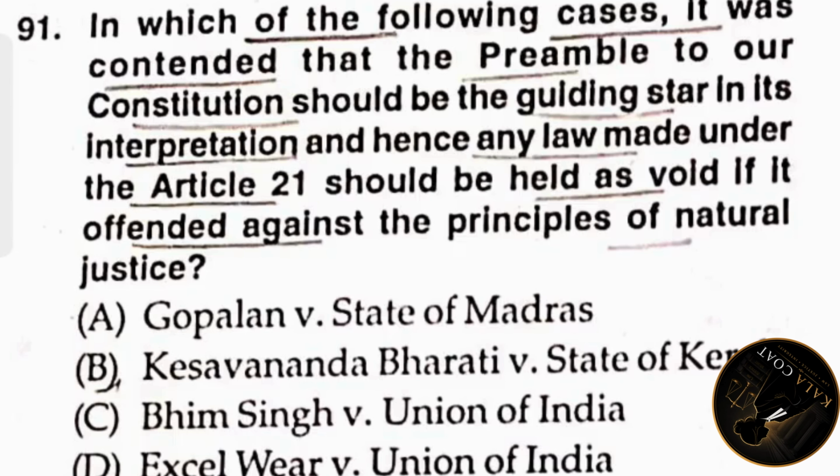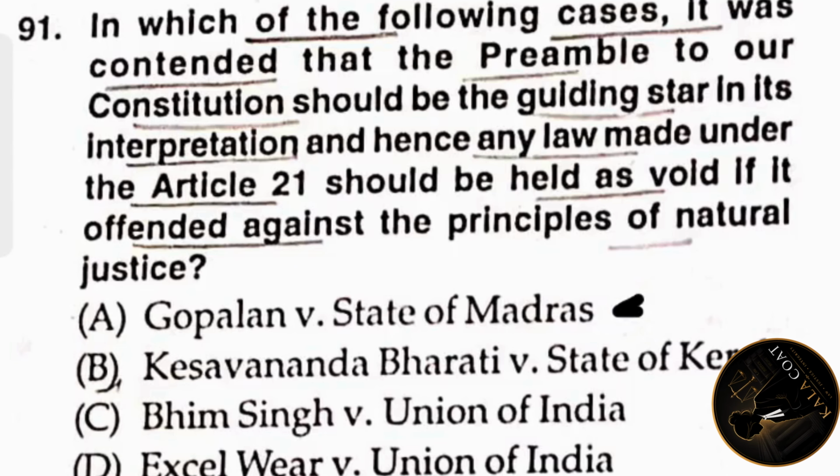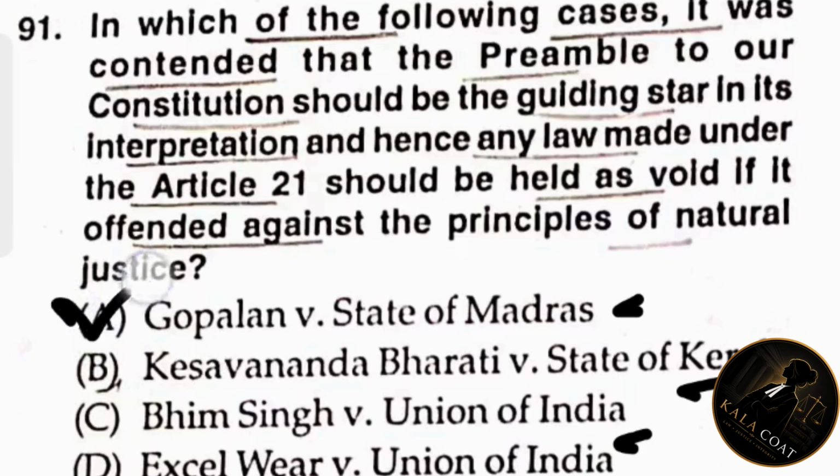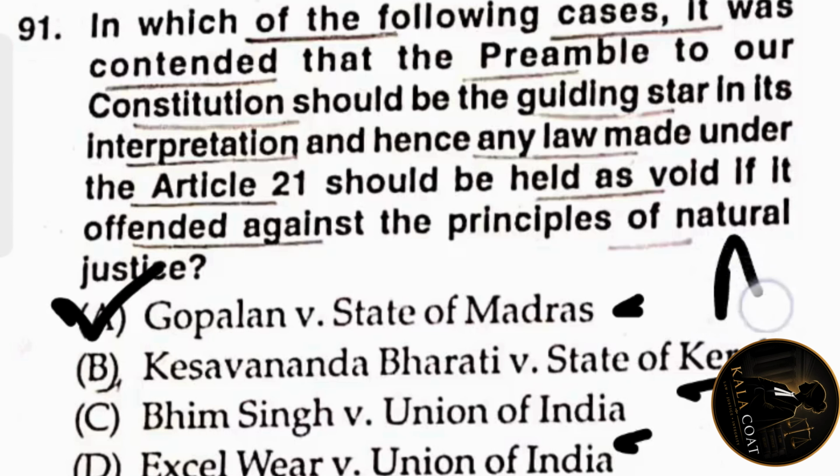Question number 91. In which of the following cases it was contended that the preamble to our constitution should be the guiding star in its interpretation and hence any law made under Article 21 should be held as void if it offended against the principles of natural justice? Options are Gopalan versus State of Madras, Keshwananda Bharti versus State of Kerala, Bhim Singh versus Union of India or Excelware versus Union of India. Correct answer है A.K. Gopalan versus State of Madras. Option A is the right answer.